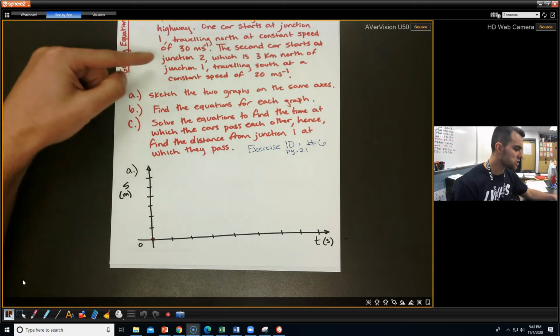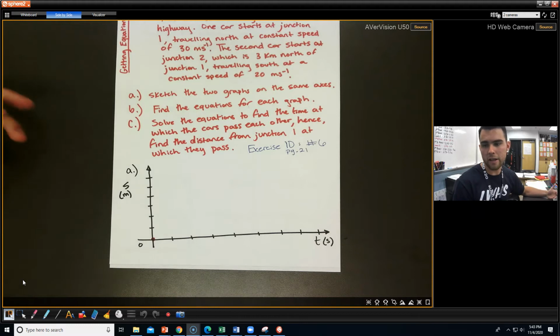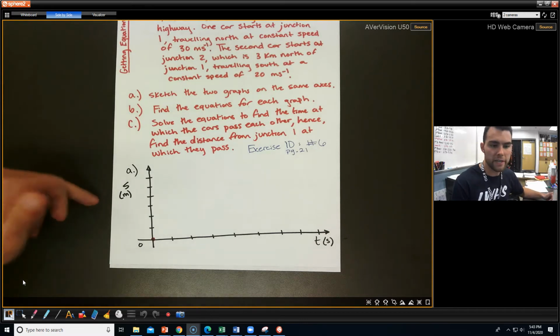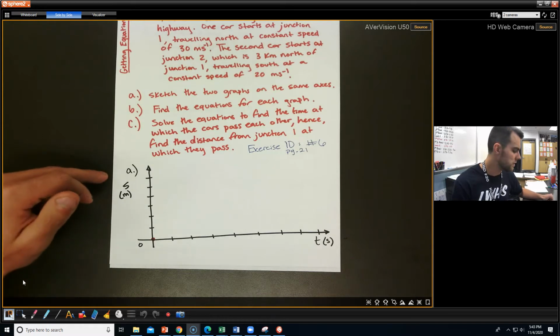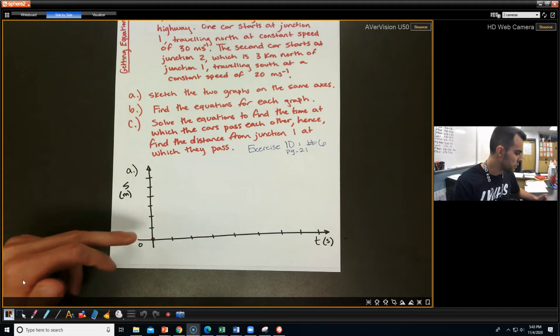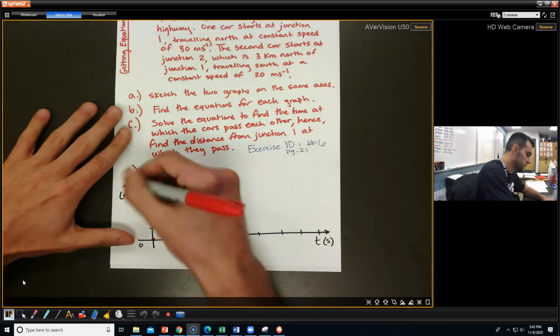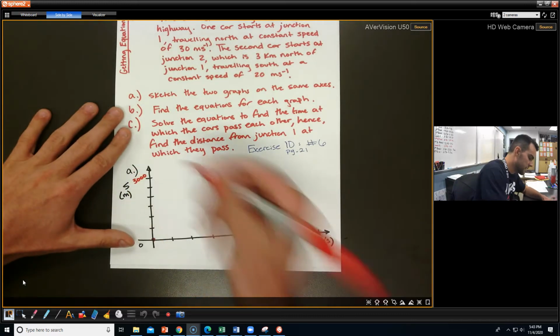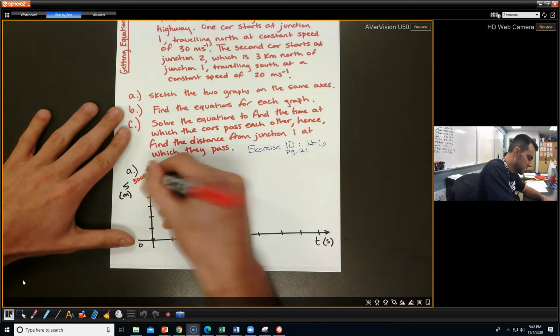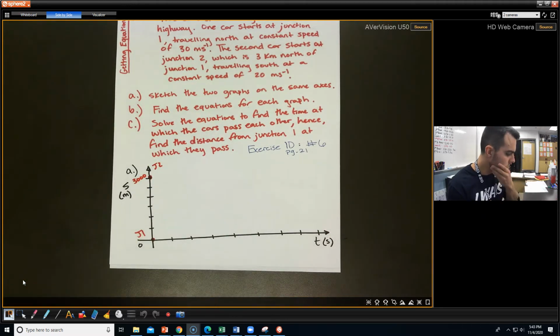The second car starts at junction 2, which is 3 kilometers north of junction 1. We typically like to work in meters, so that would be 3,000. If you space your graph out, I space it out like this: 500, 1,000, 1,500, 2,000, 2,500, 3,000. Do 3,000 right there, and we'll call that junction 2, J2. This is J1. Now we want to see what they're going to look like.